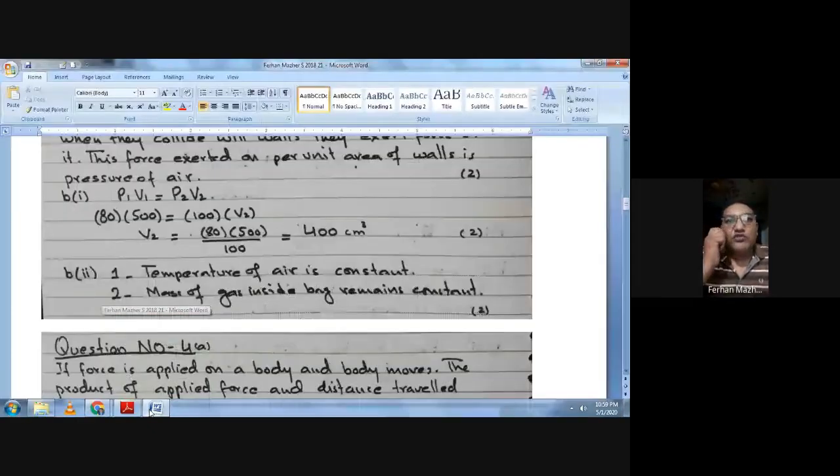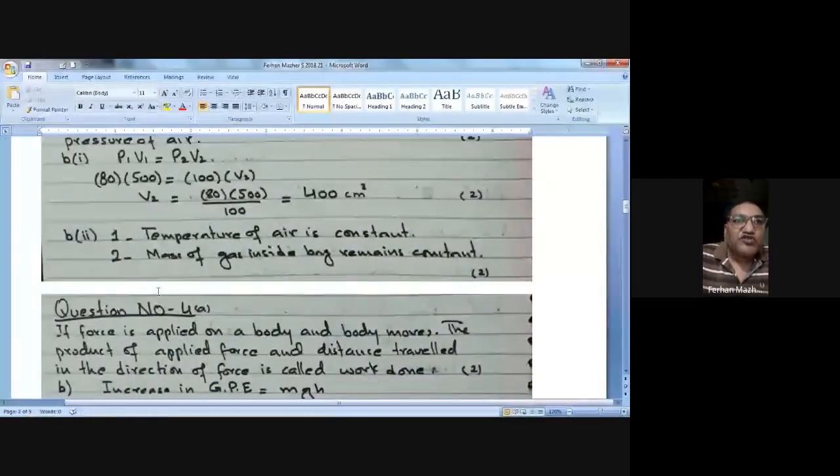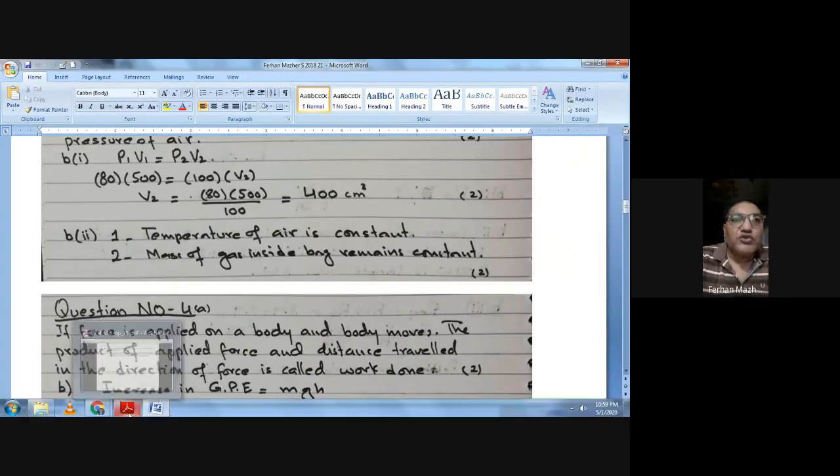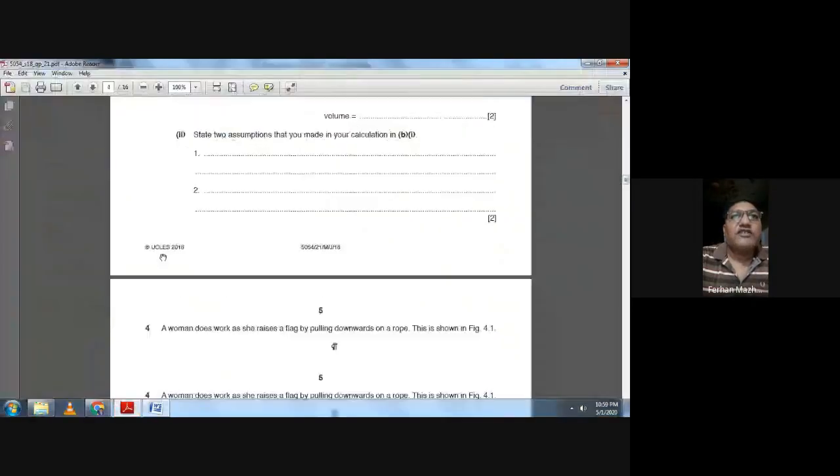So we have made 2 assumptions. B part, second portion. Temperature of the air is constant and the mass of gas inside bag remains constant. These are the 2 assumptions we have made. So this was question number 3. I hope it is clear to you. Okay, so we are moving to the next question.